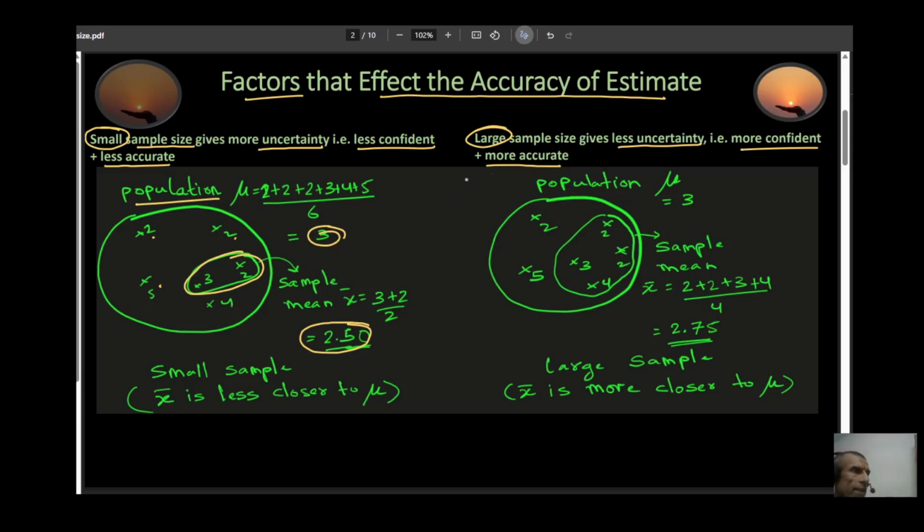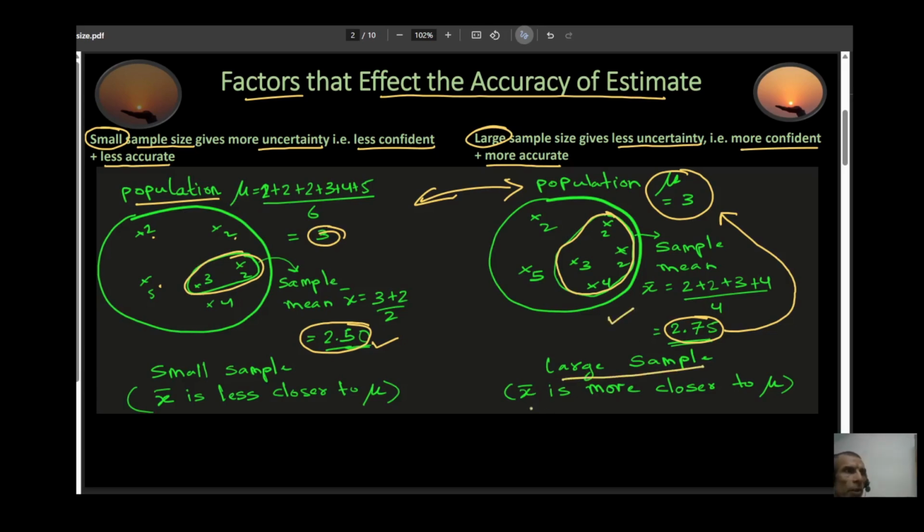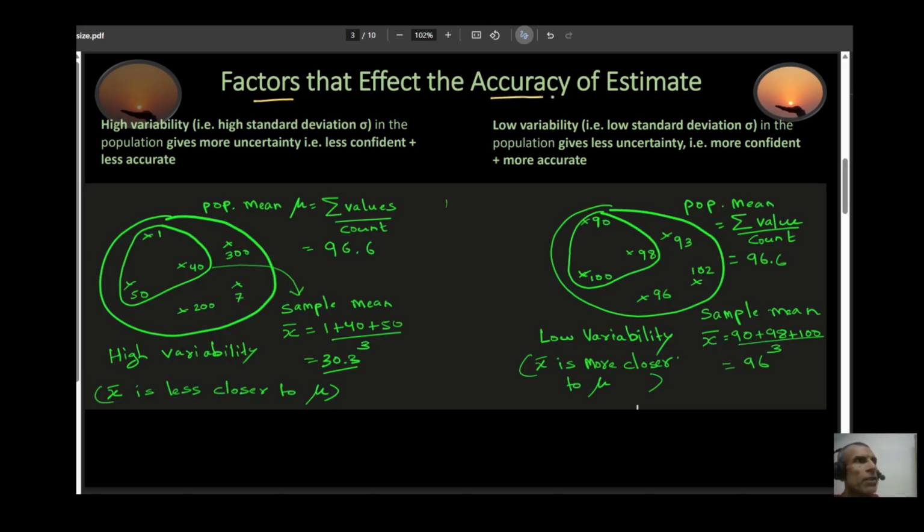I do the same thing for this right here. This population is exactly the same as this population. In this case, my population mean is also 3, and this time I take a sample of size 4, and I calculate the mean of my sample. It comes out to be 2.75. You can see 2.75 is closer to 3 than 2.50 is. So if you have a large sample, like in this case right here, your sample mean is going to be closer to your population mean. If you have a small sample, like this one right here, your sample mean is going to be less close to your population mean.